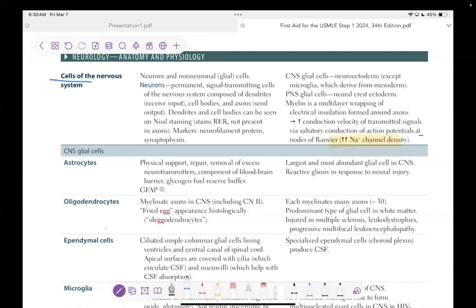So, cells of the nervous system. We already know that the CNS, or central nervous system, is made of two parts: one is the spinal cord and the other is the brain itself. The cells are called neurons and non-neuronal cells, which are called glial cells; we already studied that the other day. So neurons are permanent signal-transmitting cells of the nervous system, composed of dendrites, cell body, and axons. So first, let's read about the neurons.